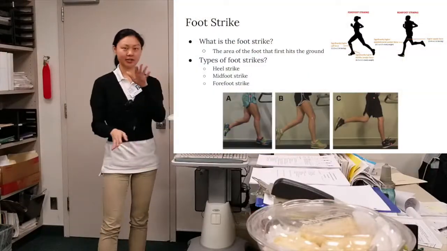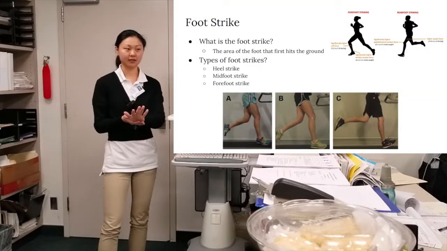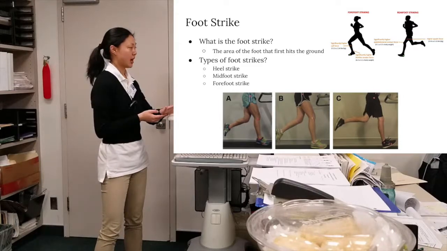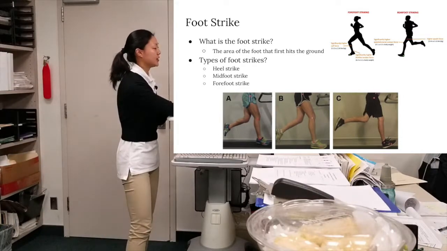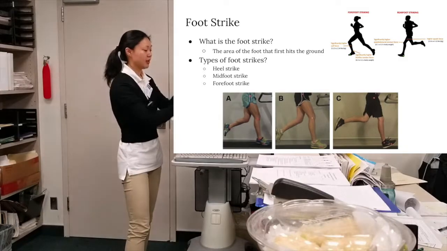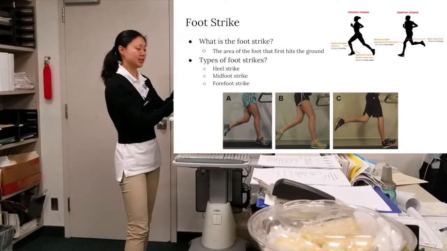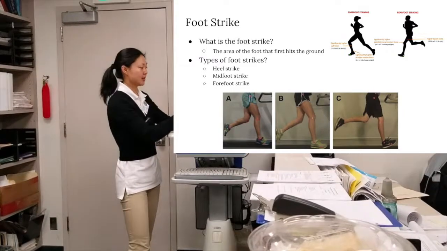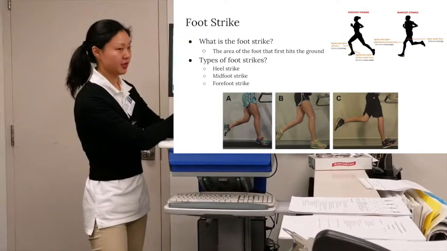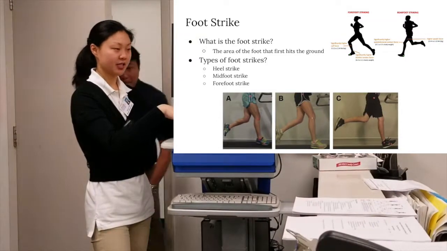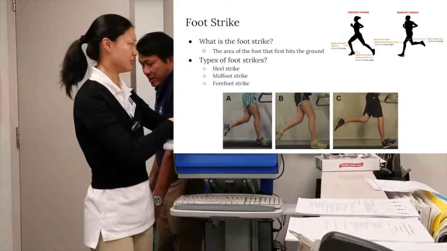So the foot strike is the area of the foot that first hits the ground when you're running. You can either have a heel strike, which is a rear foot strike. So that would be C. You can have a mid-foot strike, which is basically the entire foot landing like this. And then you can have a forefoot strike, which is landing on your toes. So you're always running on your toes. Your heel never actually drops down when you're running on your forefoot.